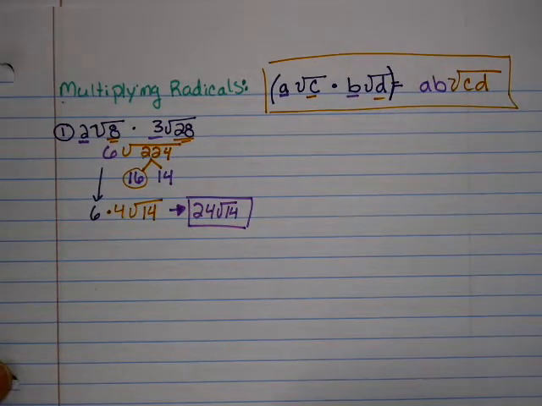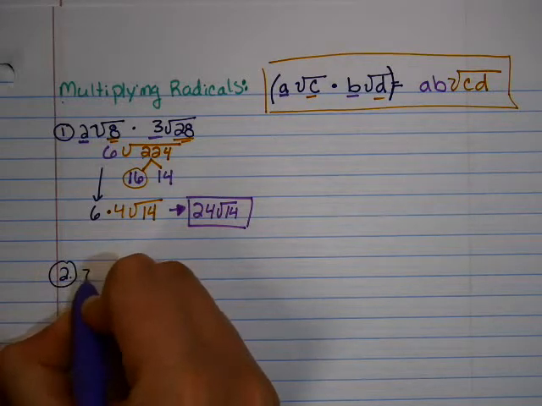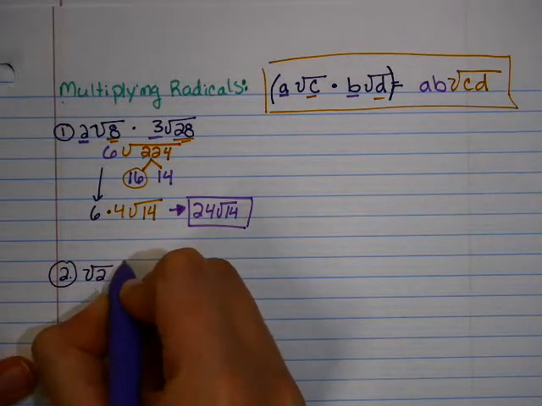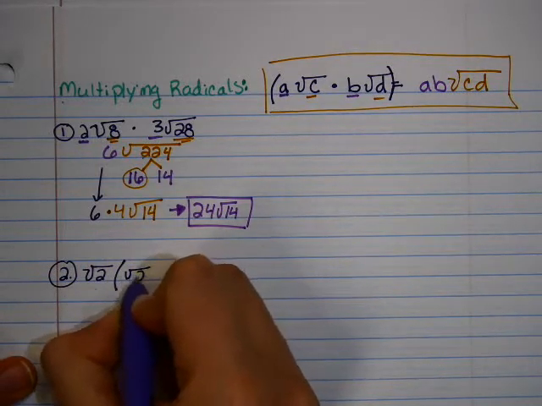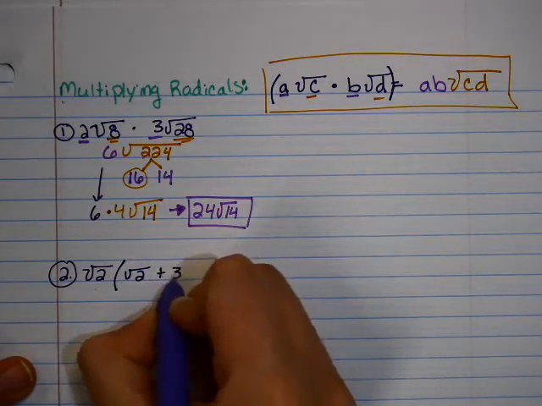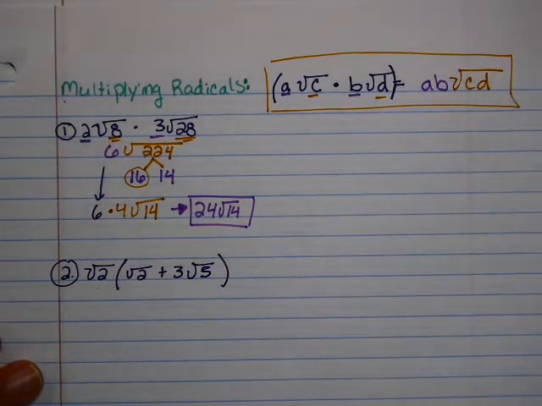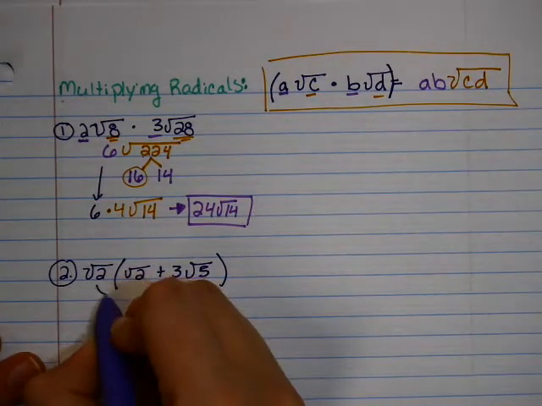All right, let's try one where we have to distribute a radical. So if I take the square root of 2 and I'm multiplying that by the square root of 2 plus 3 square roots of 5. All right, so let's distribute.